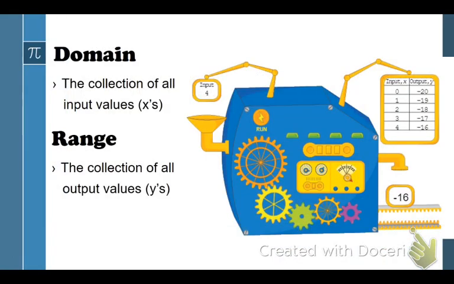Domain. Domain is the collection of all input values, or what goes in the box, what goes in the function box. So the x values are the domain. In this case, the domain is the input values, or what I put into the box, which is 0, 1, 2, 3, and 4. The range is all the output values, what comes out of the box. They're the y values. So in this case, the range would be negative 20, negative 19, negative 18, negative 17, and negative 16. They're what comes out of the box.